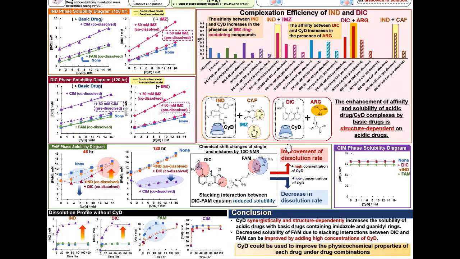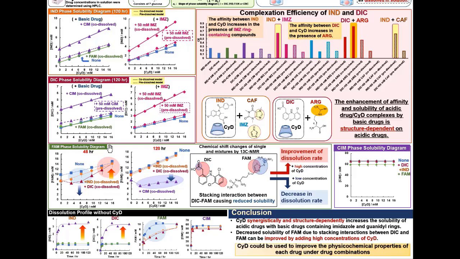These results indicate that the addition of imidazole ring-containing compounds to indomethacin strongly enhanced the solubility and affinity of the indomethacin-CYD complex, while the addition of arginine with a guanidyl group to diclofenac strongly enhanced the affinity of the diclofenac-CYD complex, even for the same acidic drug. This suggests that basic drugs' enhancement of affinity and solubility of the acidic drug-CYD complex is structure dependent on the acidic drug. Next, we move on to the basic drugs.